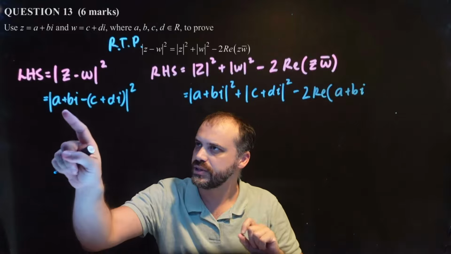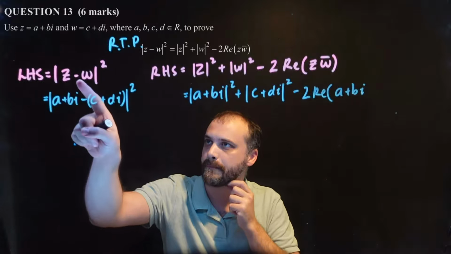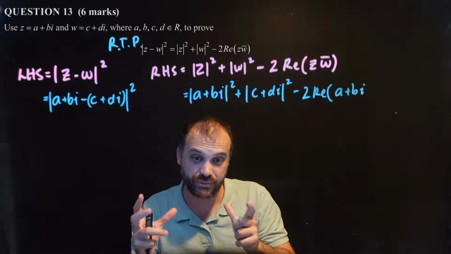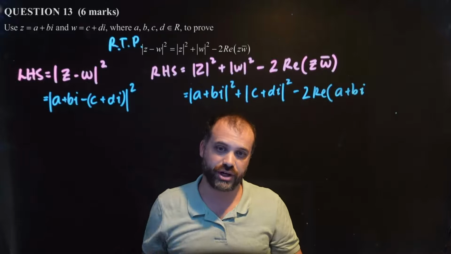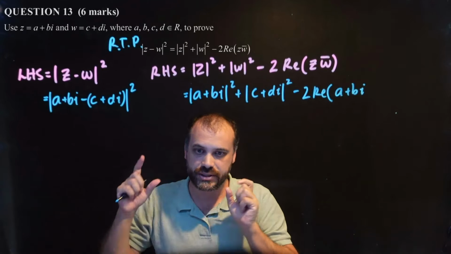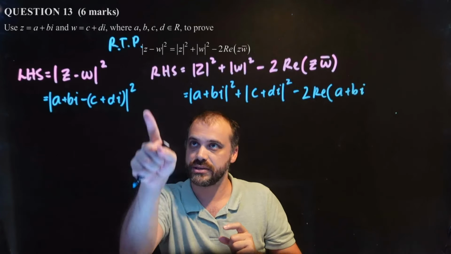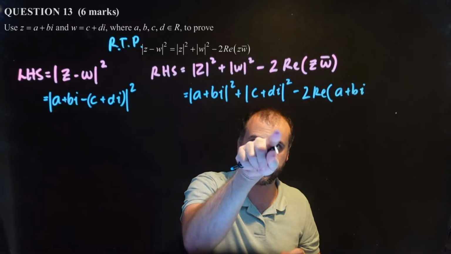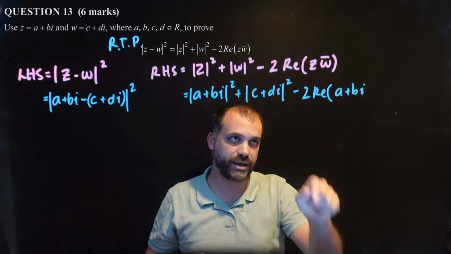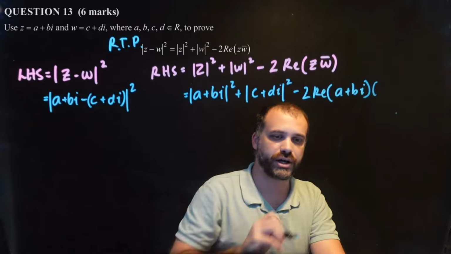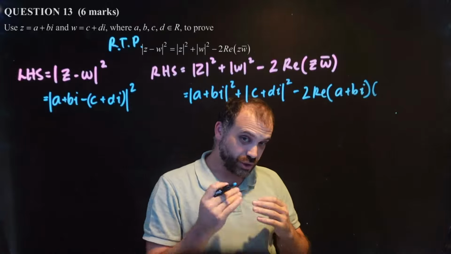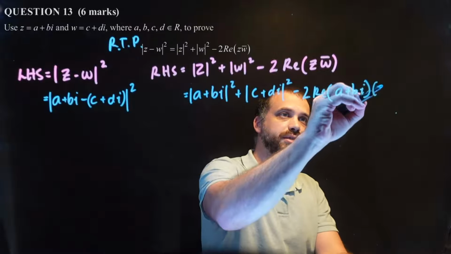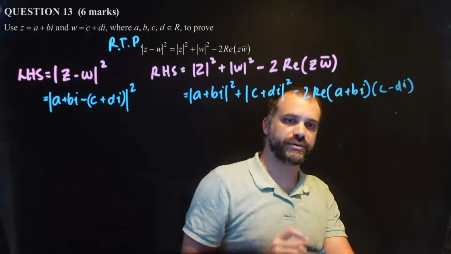Now this bit here, a plus bi, that's z, minus all of w, right? There's a tendency for people not to put some brackets there, but you really need them because you're subtracting the c and you're subtracting the di. Those vertical lines, the magnitude of whatever that happens to be, squared. Okay, and then here we have the magnitude of z squared plus the magnitude of w squared minus 2 times the real component of a plus bi times, and then this little line above the w means the conjugate of w. So instead of putting c plus di here, I'm going to be putting c minus di here.